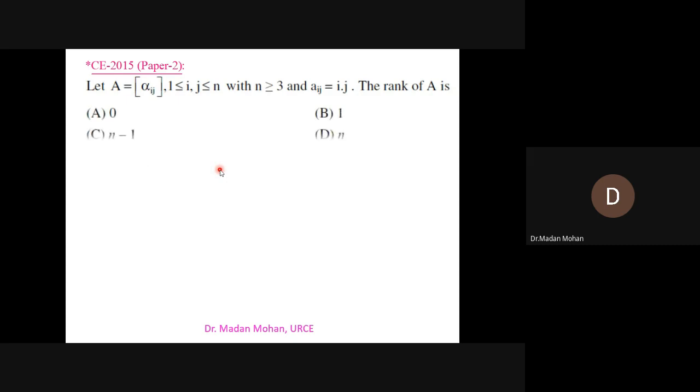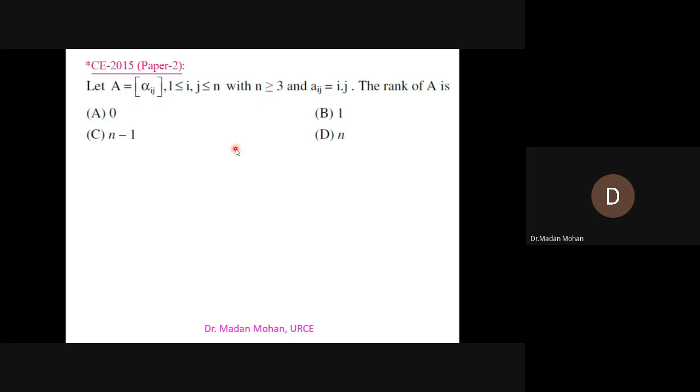Problem given for civil engineering in 2015. Observe the problem, how it is given. The problem is not given explicitly, the problem is given in notation. A equal to Aij. Here Aij is given, here also Aij, a small error, a printing mistake. Aij, I and J lie between 1 and n, with n greater than or equal to 3. This n is 3 or above. Aij equal to I into J. Entries are I into J. What is the rank of A?